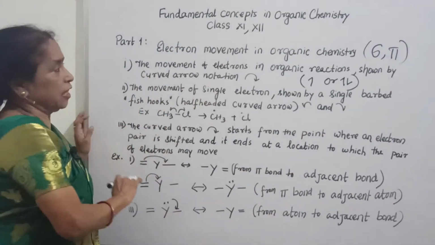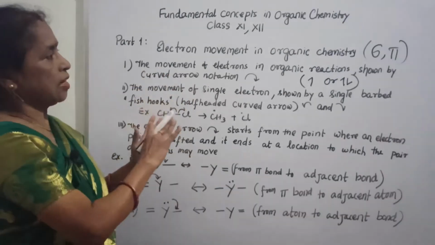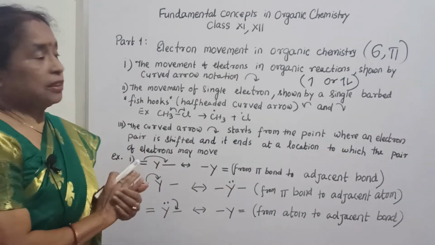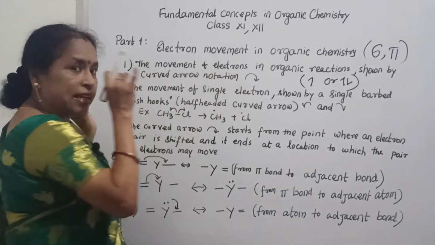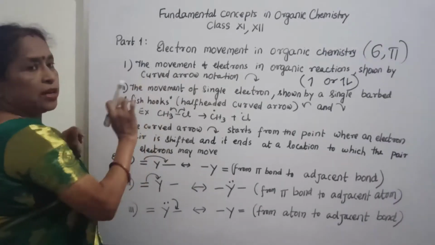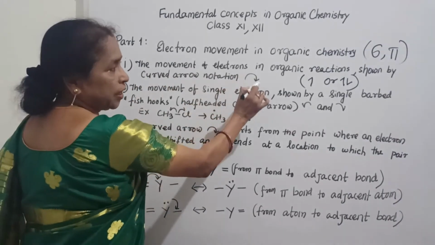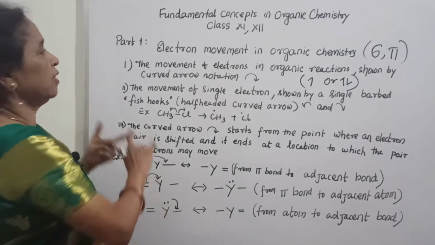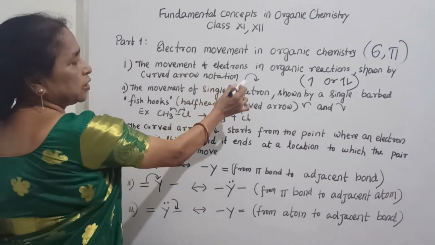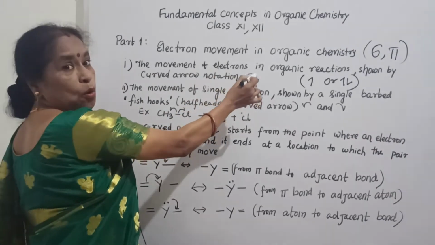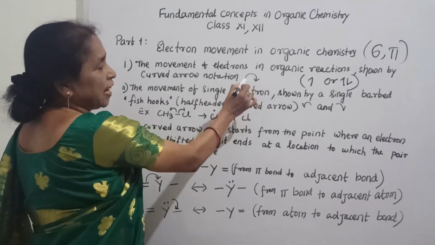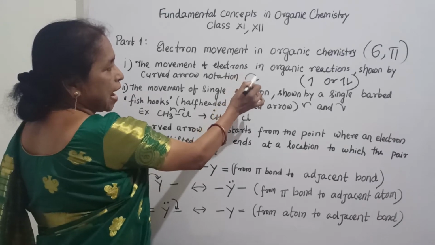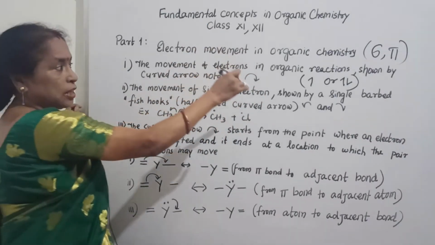So first point, you see the movement of electrons in an organic reaction shown by curved notation. Here it indicates that a pair of electrons moves from here to here. This is the curved notation having an arrow. Here this is the arrow head and this is the tail, and tail means here the electron moves from, and arrow head means the electron comes to that point.